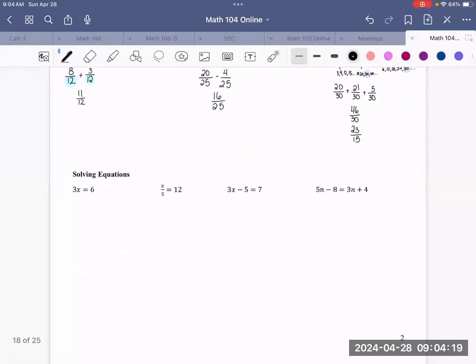Now, how does that relate to what we are doing? Well, we are taking a look at solving equations. We're going to be seeing some near fractions. So if you know how to do these, I would just say pause the video and give these a shot.